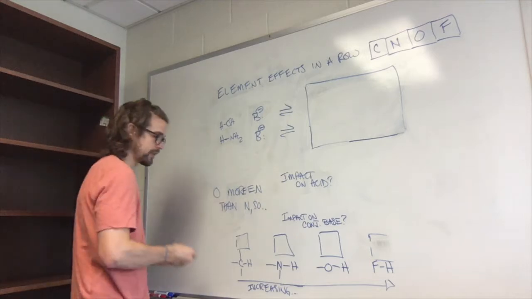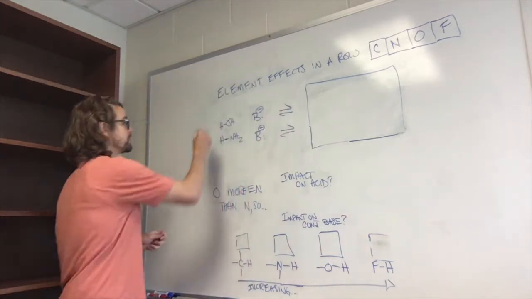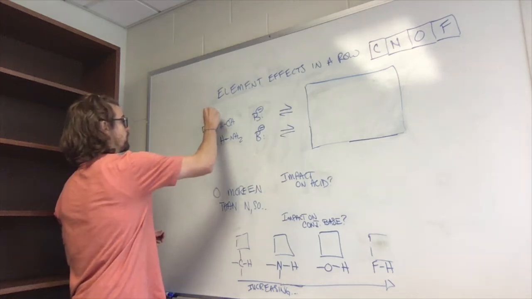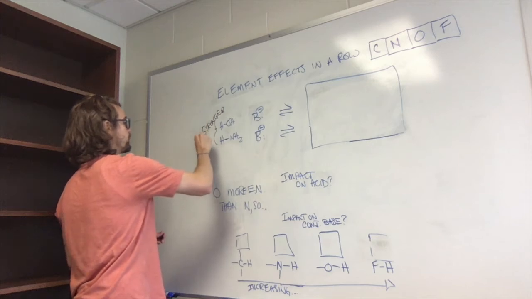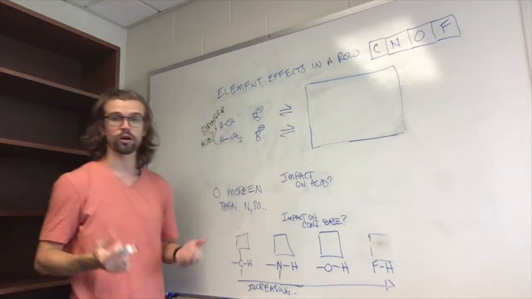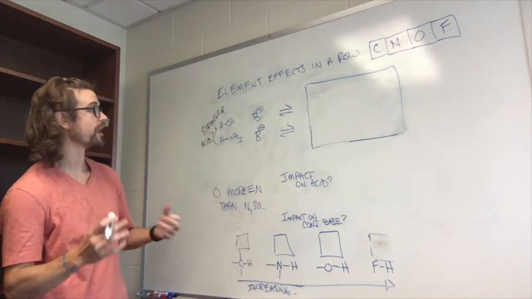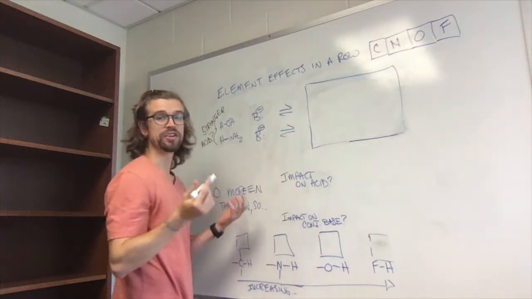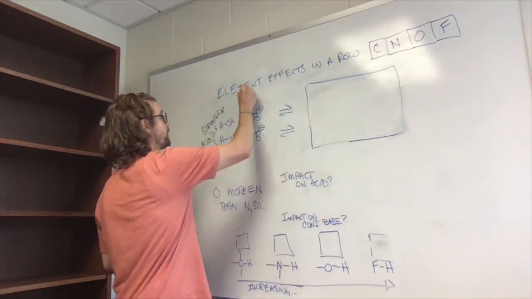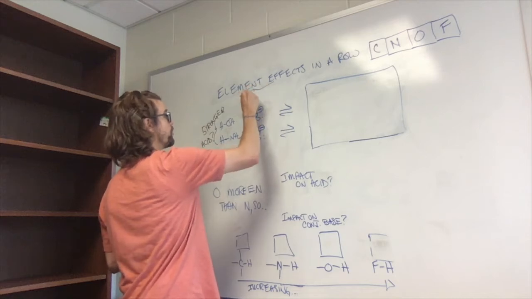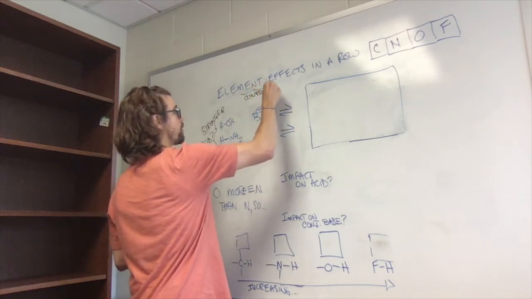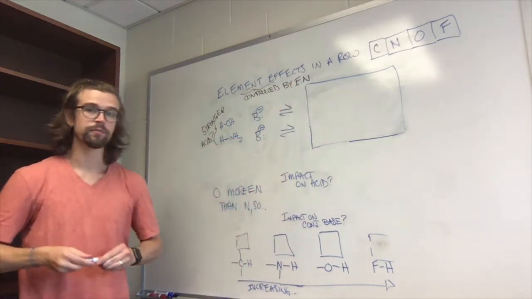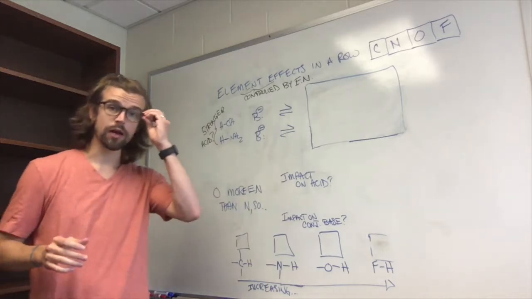The question that I'm asking here is, what's the stronger acid, water or ammonia right there? It turns out that when we're talking about atoms in the same row, the major effect is based on their electronegativity. So it's controlled by electronegativity, EN.